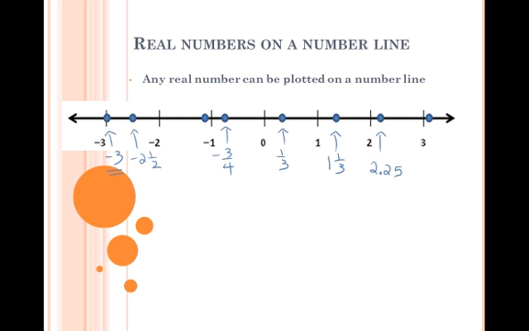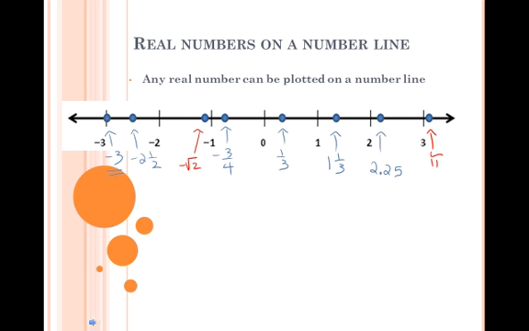There are also two irrational numbers that I plotted. They are negative square root of 2 and pi. The real number line extends in both directions forever and include both rational and irrational numbers.